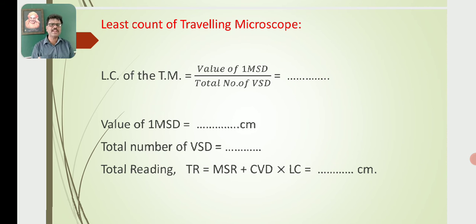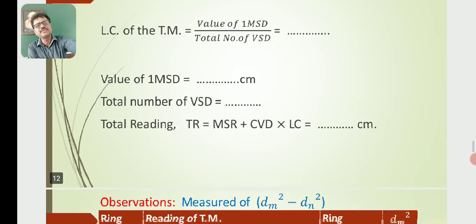Then the total reading can be determined with the help of this equation: TR is equal to MSR plus CVD into LC, where MSR is the main scale reading, CVD is the coinciding vernier scale reading, and LC is the least count.